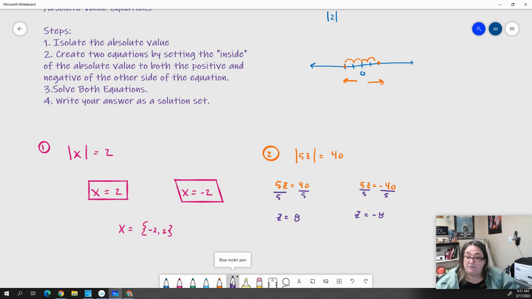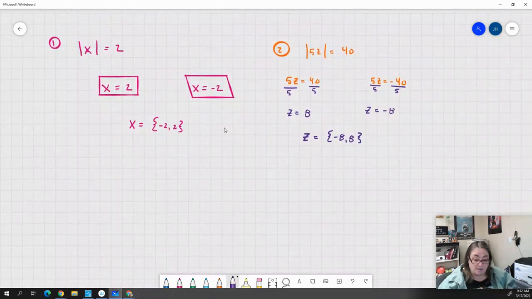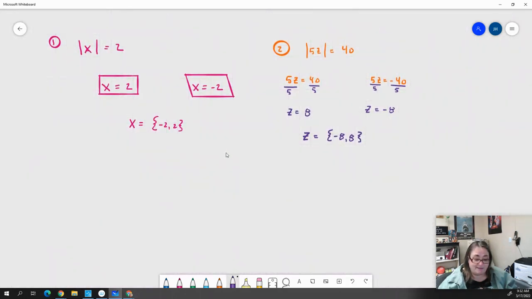And when I write my solution set, I am going to get, oops, I wanted to write x there, but that is not our variable. z is our variable. I'm going to get z equals negative 8 and 8. I always write them in numerical order, right? If I have a negative, it's going to come before the positive, right? We want them to be in numerical order. Will they always be that simple? Heck no. They're going to get way more complex than that.